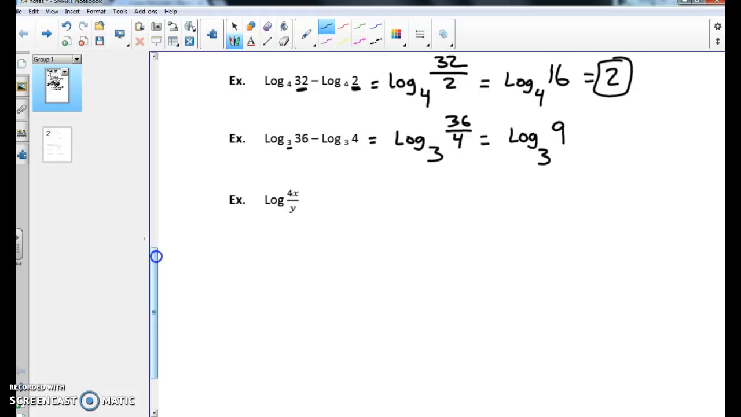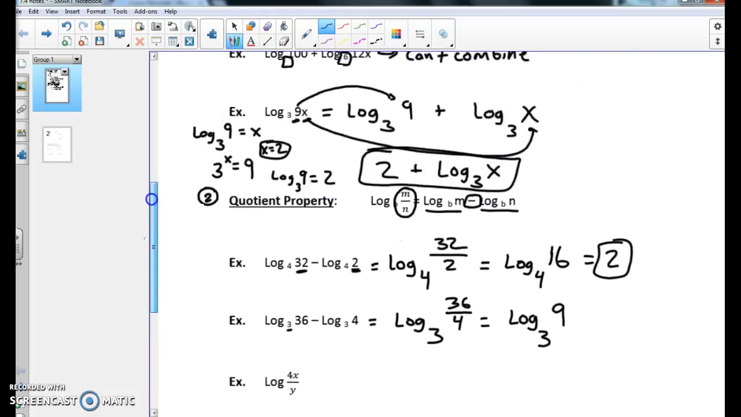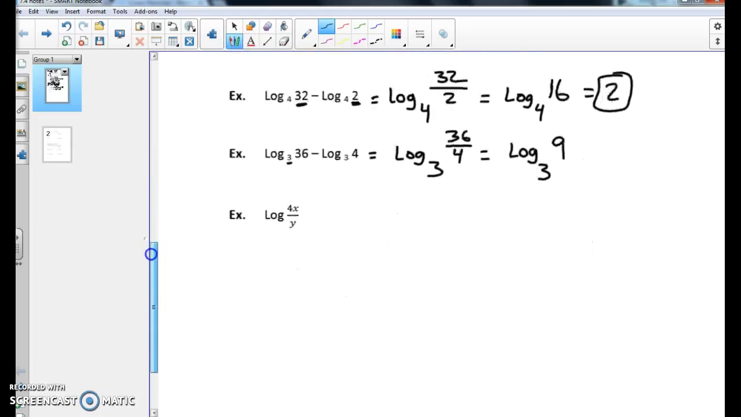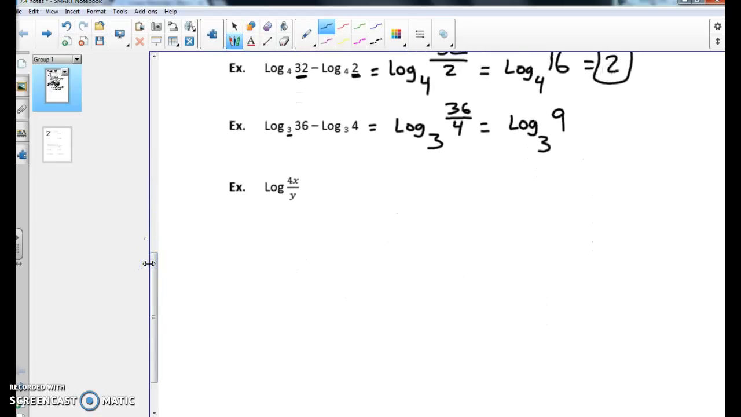That should look familiar. We've seen that once already on this page. When you have log base 3 of 9, that's equal to 2. We had that back up there in the top part. So this actually becomes the number 2.